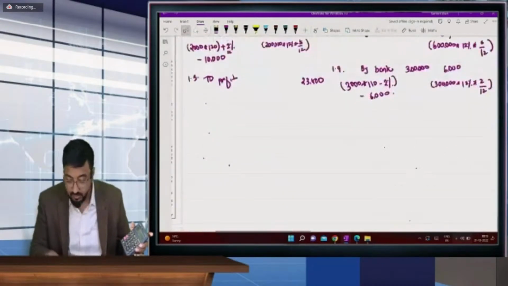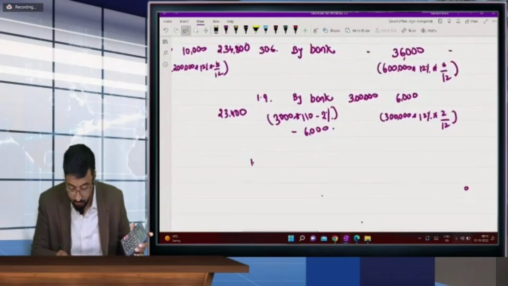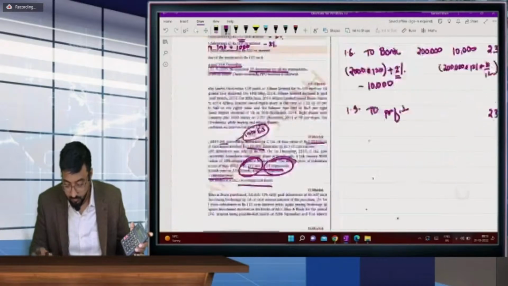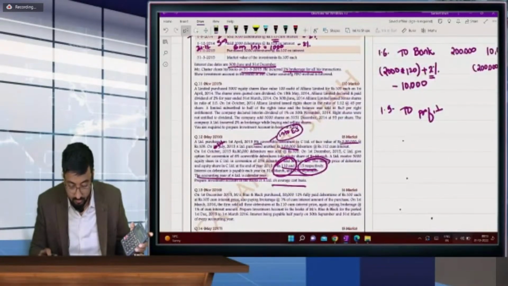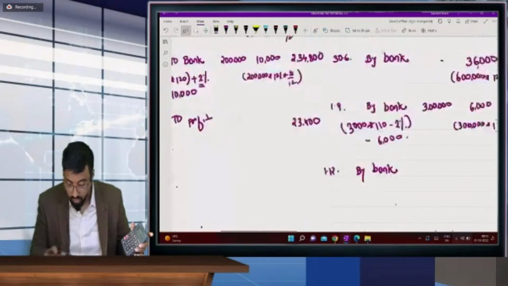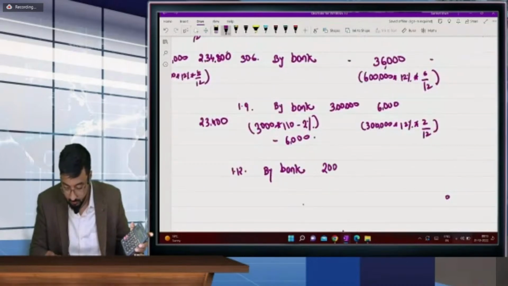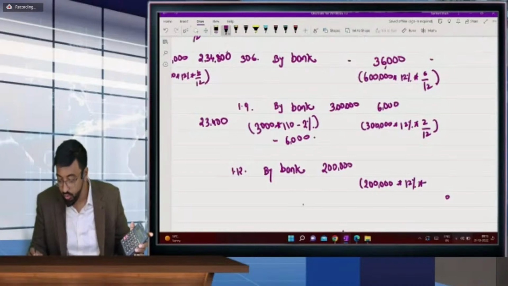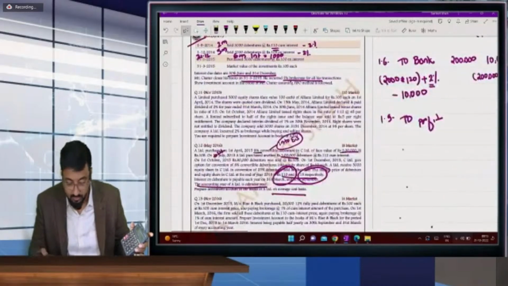Now 1st December. Now understand. This is important. By bank. By bank. 2 lakhs. 2 lakhs into 12% into how many months? 5 months.